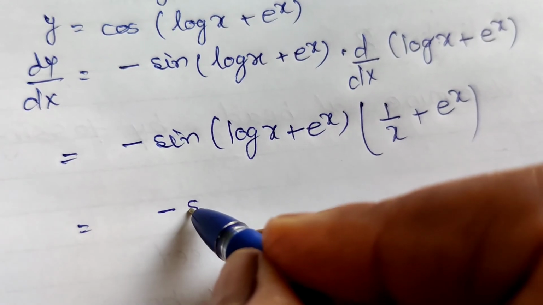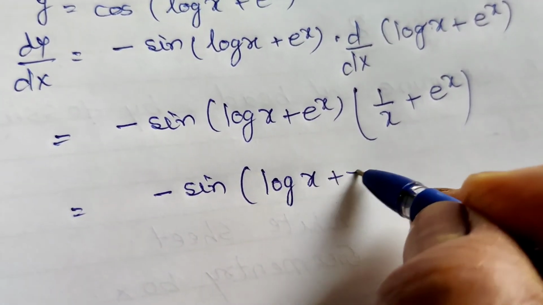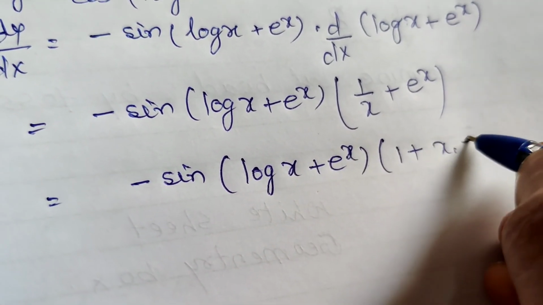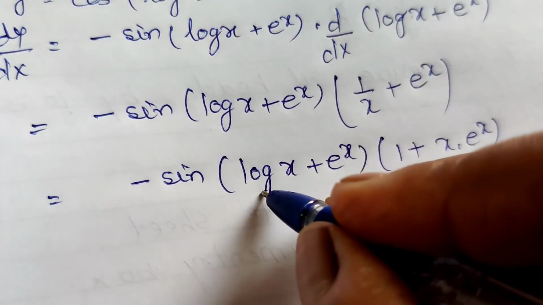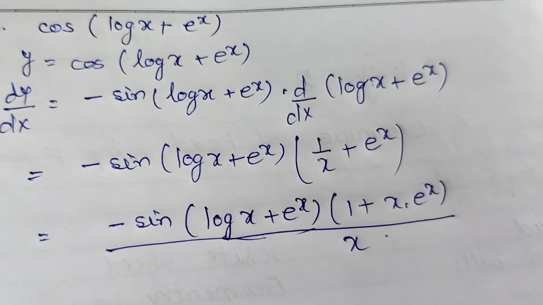In simplified form, you can write minus sin of log x plus e raised to power x, into 1 plus x into e raised to power x, by x. This is the solution of question number 10.